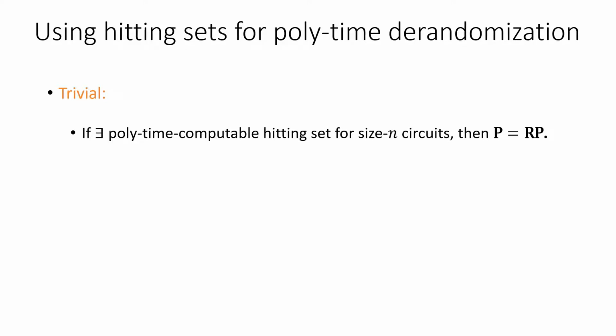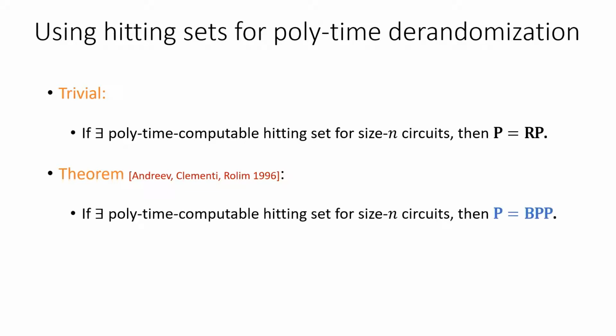If you get creative and you do something smarter than simply plugging in all the strings, you can derandomize more algorithms. In fact, there's a theorem first proven by Andreev, Clementi, and Rolim that says, if there's a hitting set for circuits, then not only does P equal RP, but also P equals BPP. So even though the definition of hitting sets is one-sided, they are sufficient for derandomizing algorithms with two-sided error.